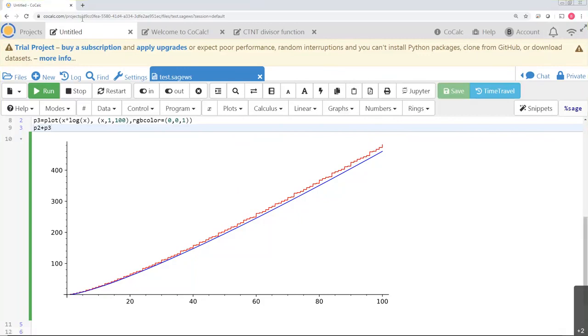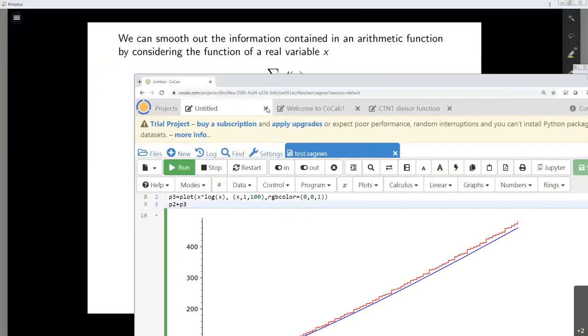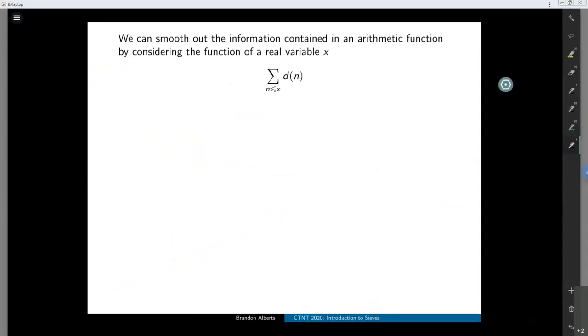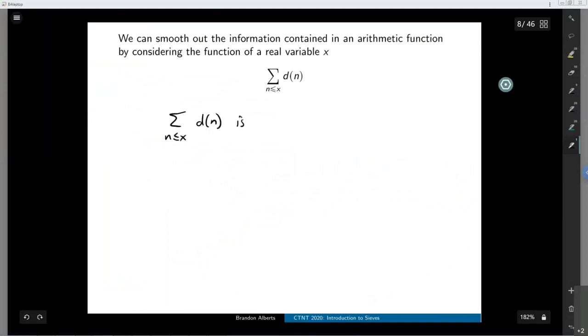All right. So we're done with CoCalc. So let's write what I just said on this slide. This function is close to x log x, where close to right now just means their pictures look the same. But we're going to talk about more rigorously what does that mean for us. And I'll just write on this slide.